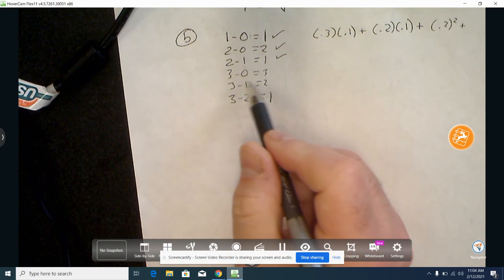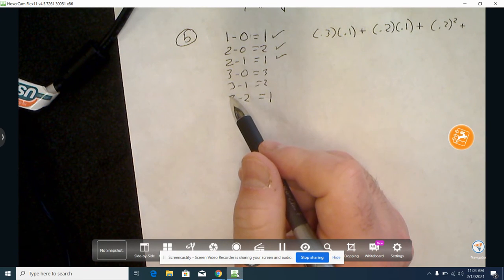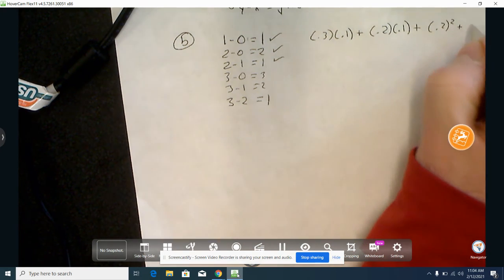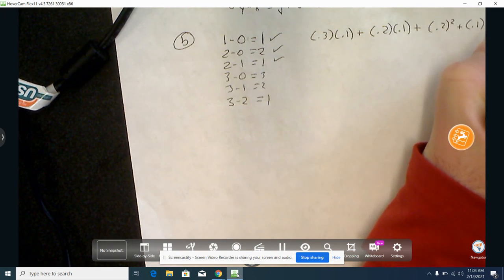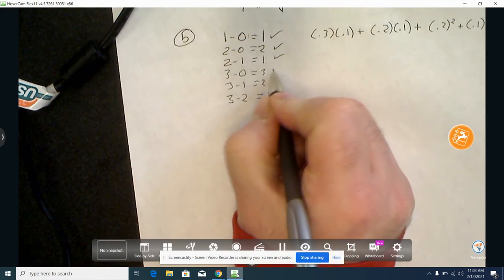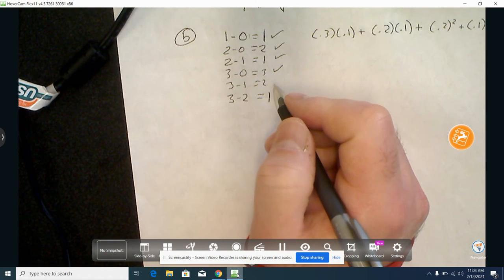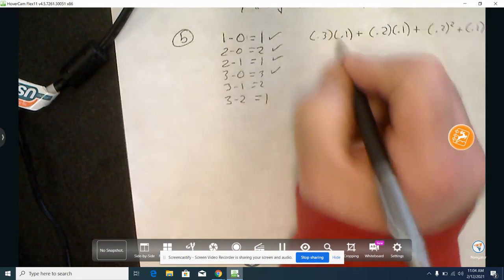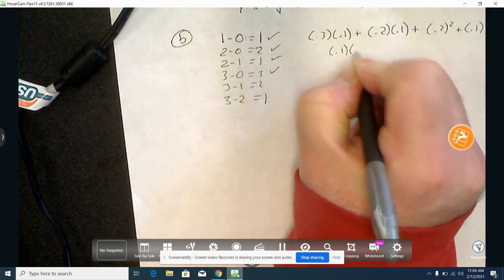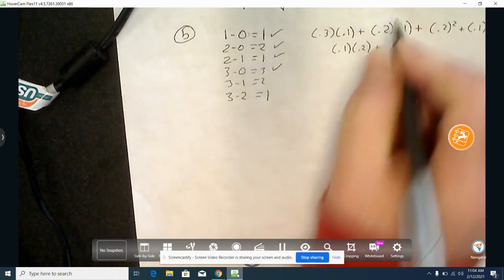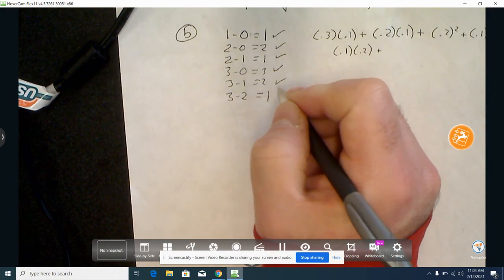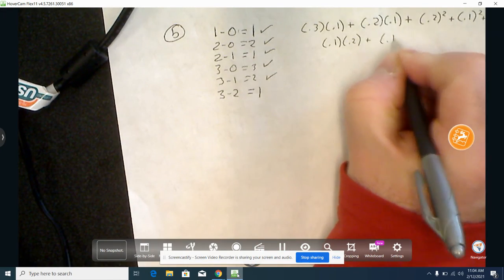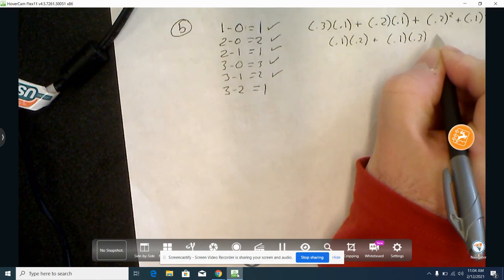How about 3 minus 0? So the probability of 3 is 0.1. The probability of 0 is 0.1. So that'd be 0.1 squared. I'm running out of room over here. Plus 3 minus 1. The probability of 3 is 0.1. And the probability of 1 is 0.2. Plus, and then the last one is 3 minus 2, so 0.1 times 0.3. And let's figure out what that equals.